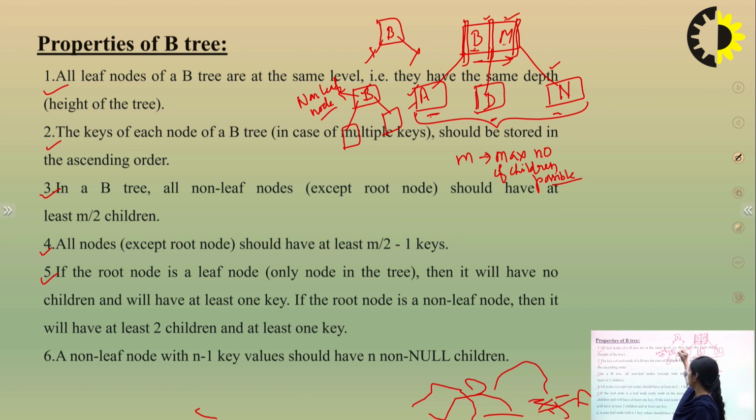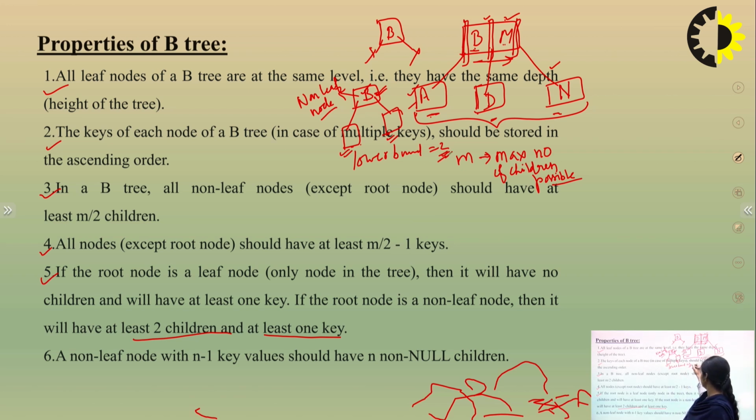We have a single key only. On the left hand side we will have a left child, on the right hand side we will have a right child. This is saying it will have at least 2 children, and at least one key. This is the one key. At least 2 children means the lower bound is equal to 2. Right?